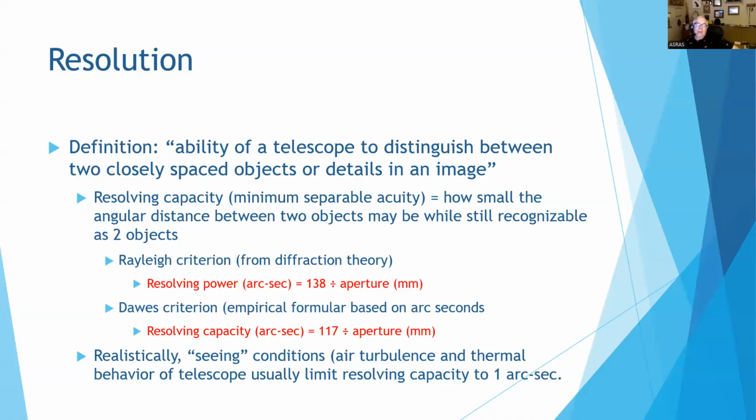because realistically, several of the references I read said that seeing conditions, air turbulence, and thermal behavior of the telescope usually limit resolving capacity to 1 arcsecond unless your conditions are absolutely ideal. So these are helpful down to 1 arcsecond, but to choose an aperture that will get you to less than 1 arcsecond really requires extraordinarily good seeing conditions and dark skies.